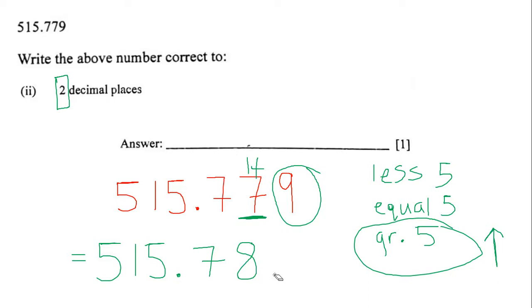Even though 515.780 is technically the same thing, from a values perspective, as 515.78, they're the same thing, but they specifically said 2 decimal places. So make sure I only put 2. So this is the answer right now. Any questions on that for me, please?